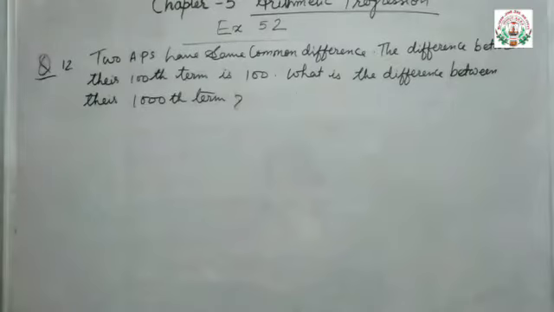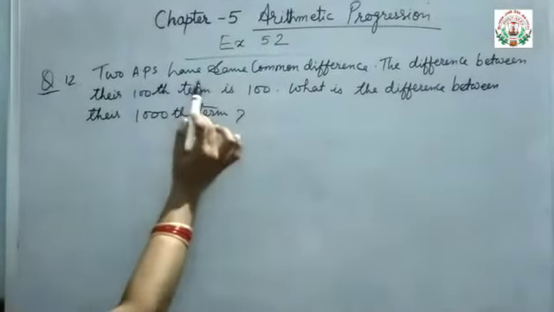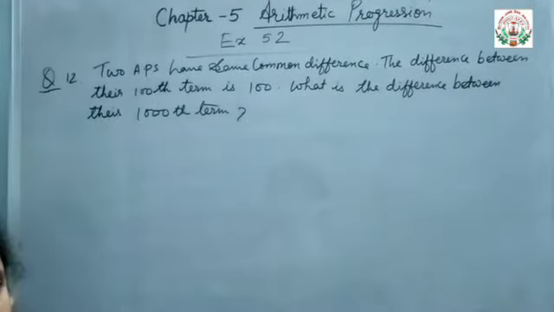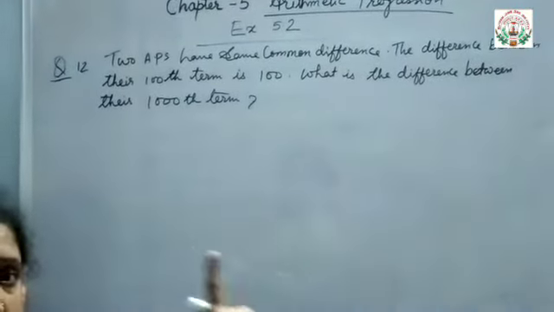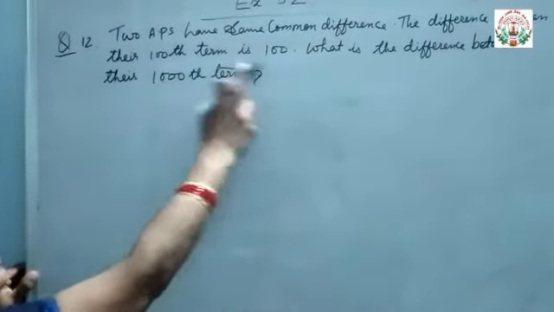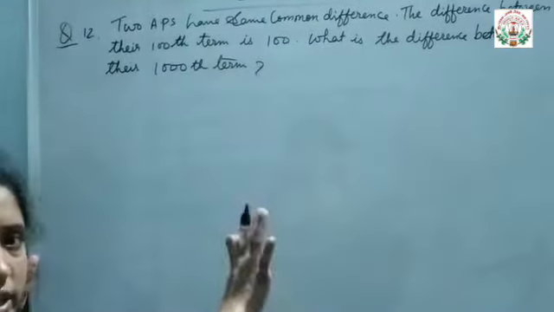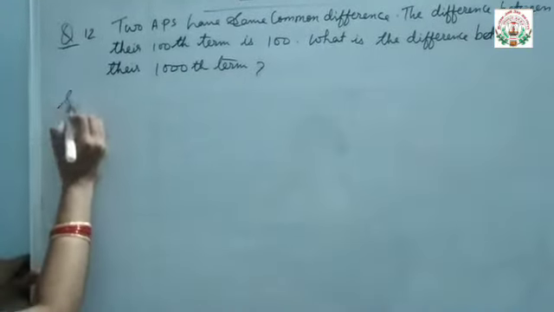Okay, understood? Now let us see the 12th question, that is, two APs have the same common difference. The difference between their 100th terms is 100. What is the difference between their 1000th terms? Okay, now see the solution of it.